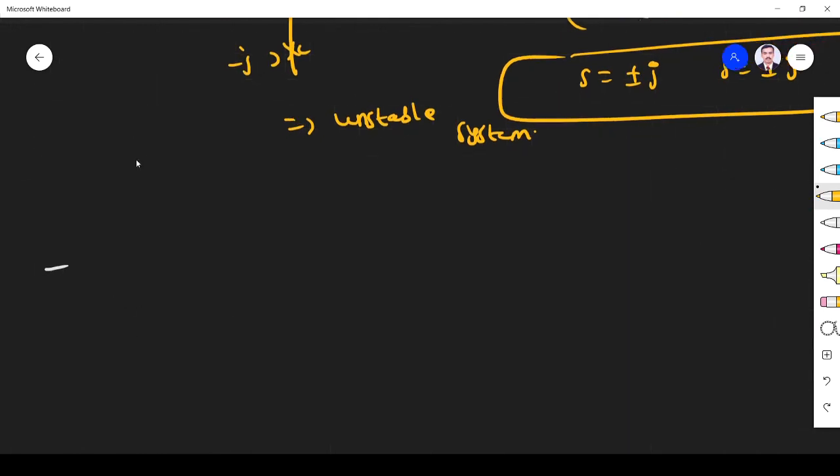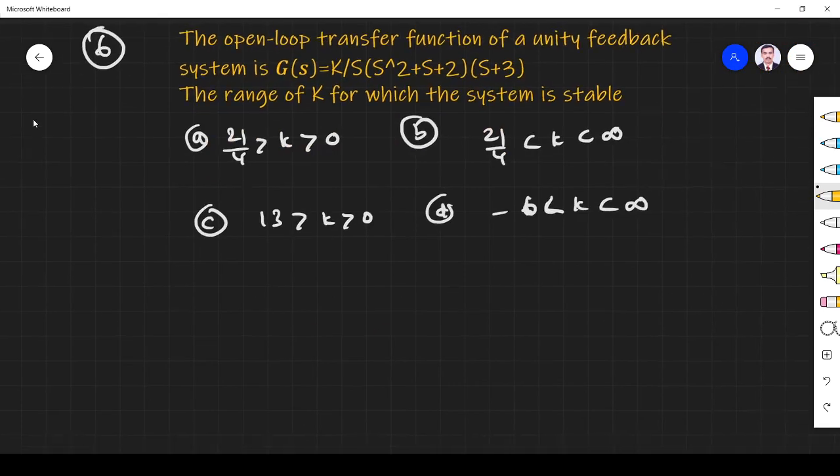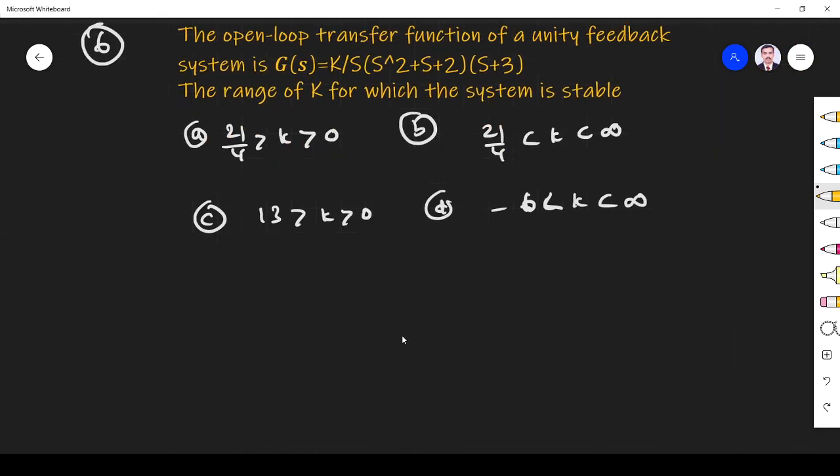Next question: the open loop transfer function of a unity feedback system is given by this equation. What is the range of k for which the system is stable? So as usual we have to find the characteristic equation first. From that Routh array we can find the answer. So what is the characteristic equation? 1 plus G of s H of s. H of s is equal to 1.